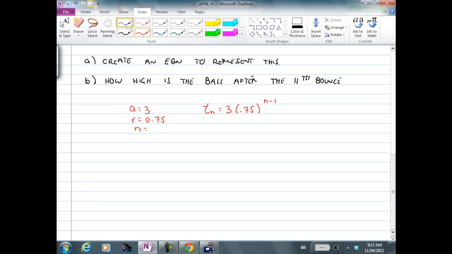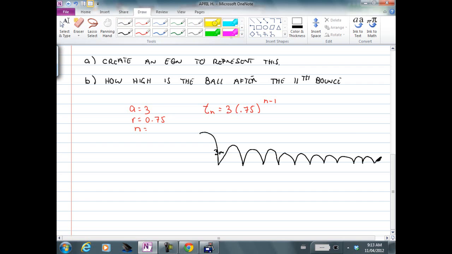But in reality, let's draw this out. Here's my ball. It drops 3 meters. First bounce, 1, 2, 3, 4, 5, 6, 7, 8, 9, 10, 11. After the 11th bounce, this is the term you're looking for right here. So we're not looking for the 11th term. You're actually looking for the 12th term.